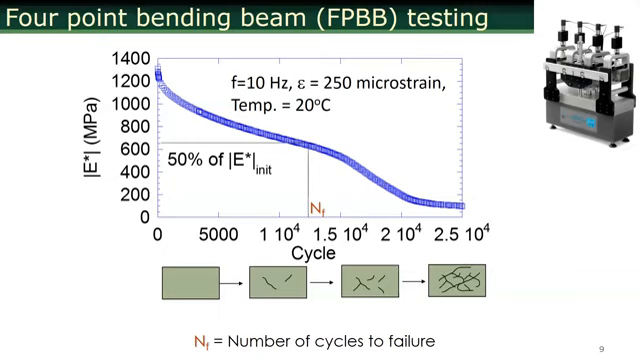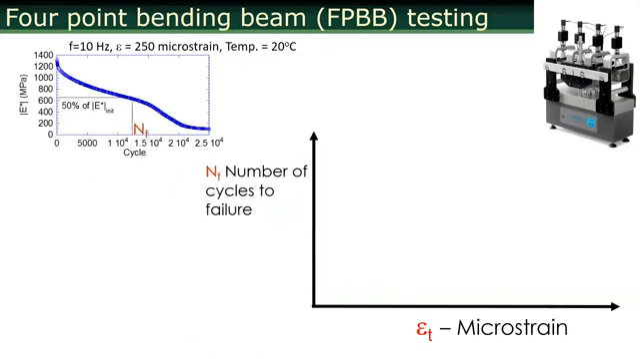Let's say this is one of the data. At 10 hertz, by the way, we run this at only one frequency, but we run at different temperatures. At 250 microstrain, at a temperature of 20 degrees Celsius. This is the one test. Now what we do is, we plot NF, number of cycles to failure, as a function of the microstrain that we apply. This is a strain control test. The device keeps flexing the beam such that the microstrain is 250 microstrain for this particular test.